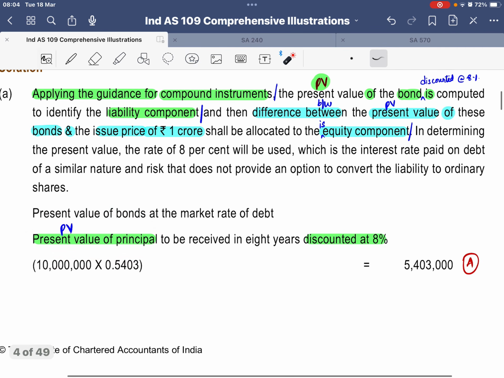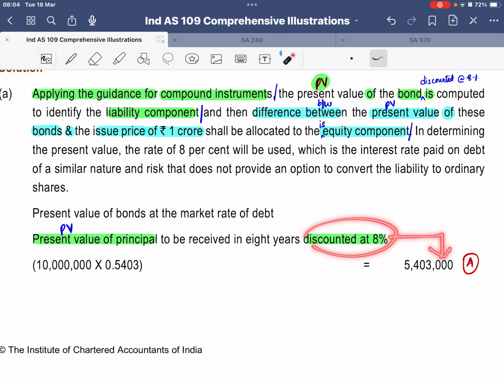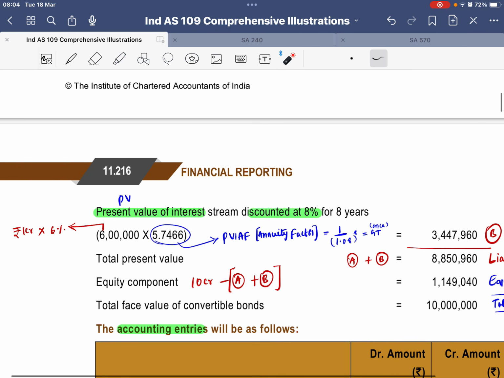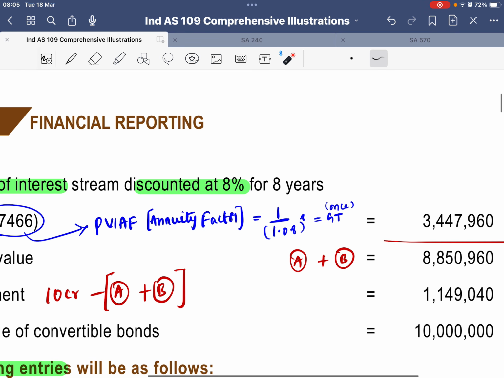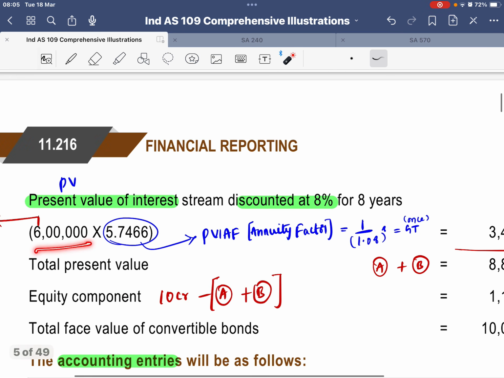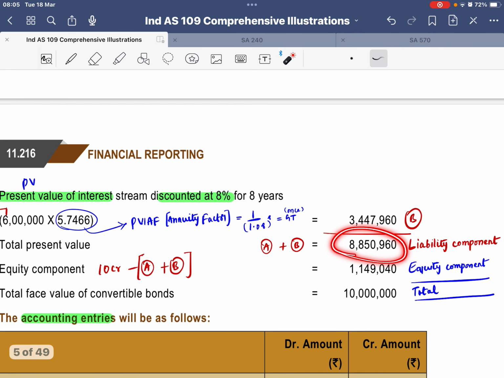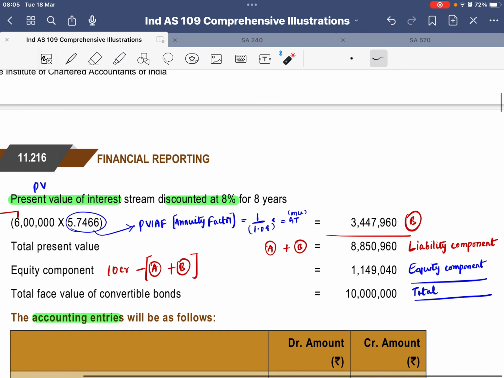Present value of principal discounted at 8% gives this value. Present value of interest discounted at 8%, which is 10 crore into 6%, which is 60 lakhs, into present value annuity factor, calculated as 1 divided by 1.08 to the power of n, and click GT once, gives this value multiplied with 60 lakhs. Total present value is present value of principal plus present value of interest component, which is this value. Equity component is 10 crore minus the present value of principal and interest.